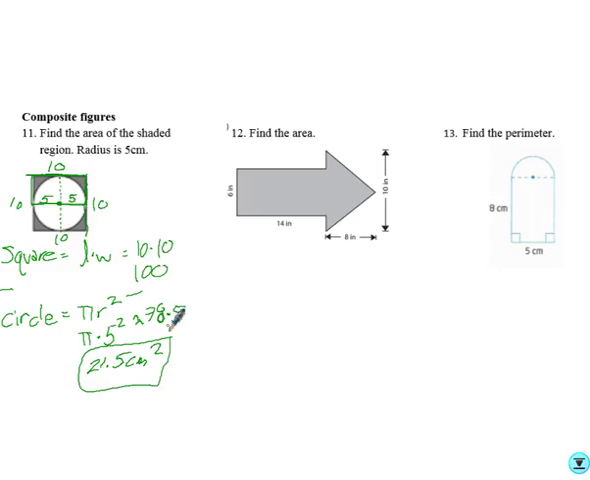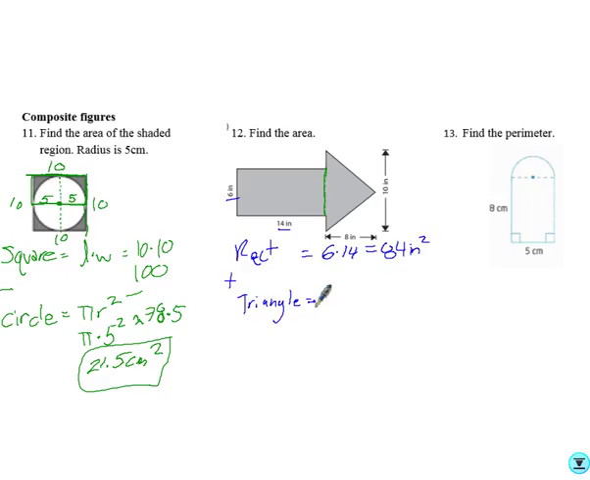This is a figure where we have a rectangle with a triangle on top of it. And so what we're going to do is we're going to take the area of the rectangle. So I'll just say rectangle. And we're going to add to it the area of the triangle. So all of these formulas are found on your formula sheet. Area of a rectangle, again, is length times width. So we have 6 times 14. So the area of that rectangle is 84 inches squared.